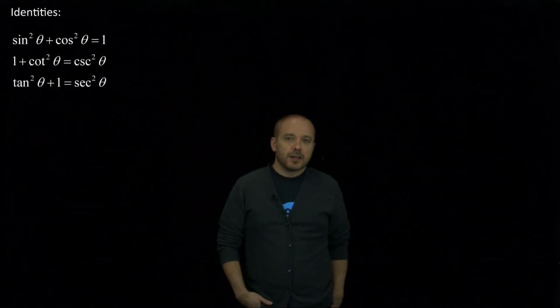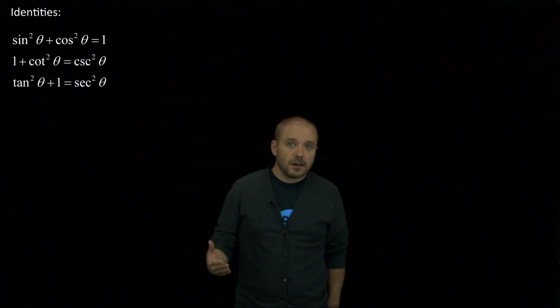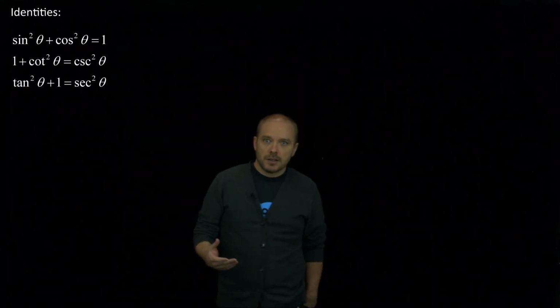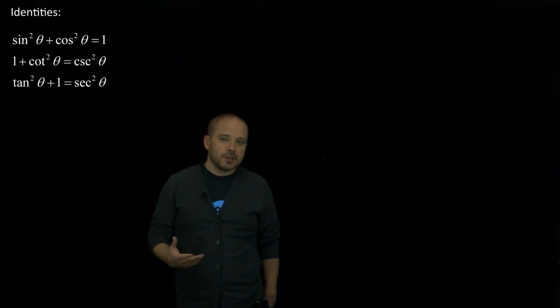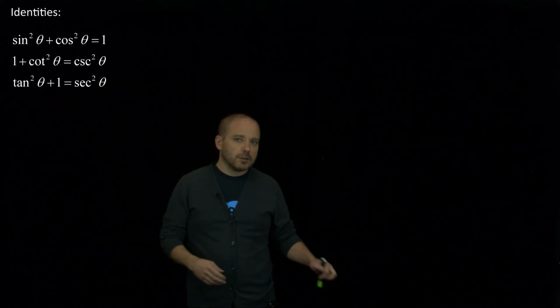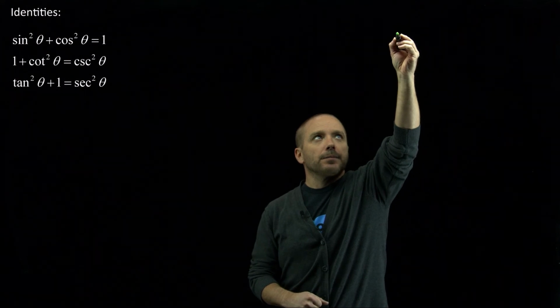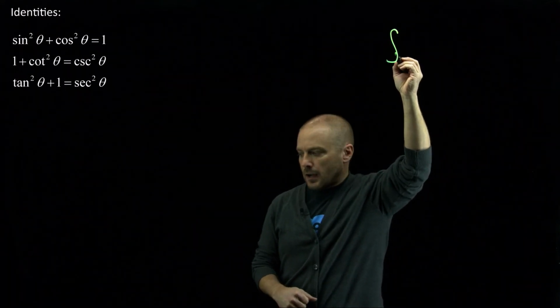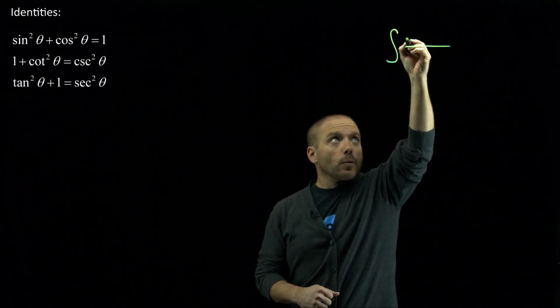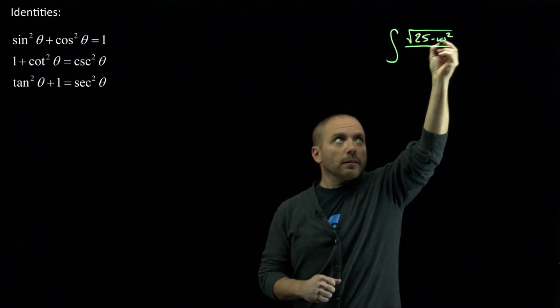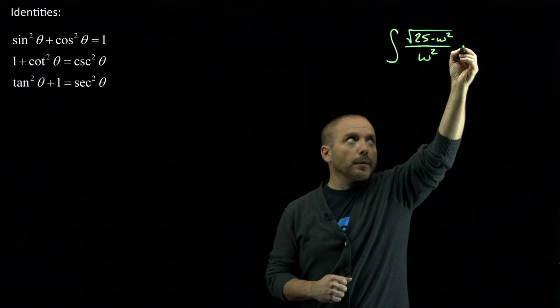Today, I'd like to look at trig substitution again, this time with a different trig function. Previously, we did one with tangent. So let's look at another example and see if we can reason out what the trig function should be. So let's say we were taking the integral of the square root of 25 minus w squared over w squared with respect to w.